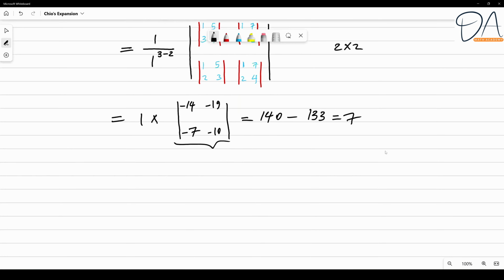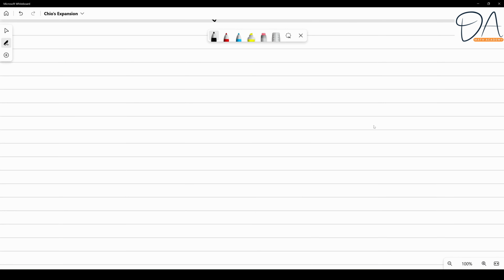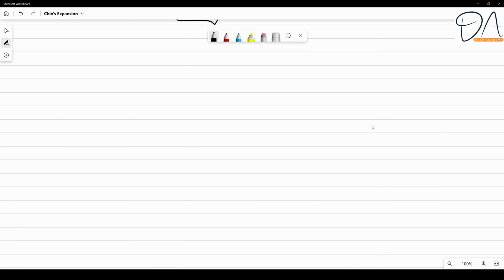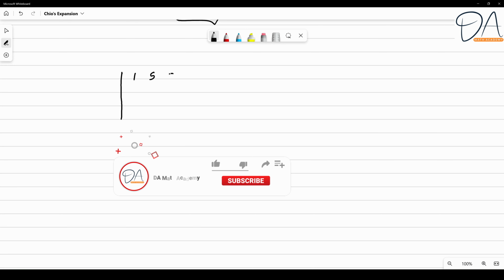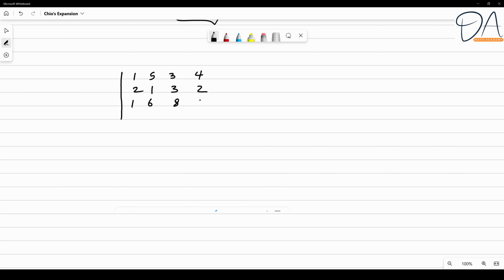Let's now do this expansion for a 4 by 4 example, just to show you how things work with 4 by 4. It's again the same process. So this is our next example. So here we have a 4 by 4. So we're gonna reduce this to 3 by 3, and then we'll take the 3 by 3 and reduce it to 2 by 2, as we did in the previous example.